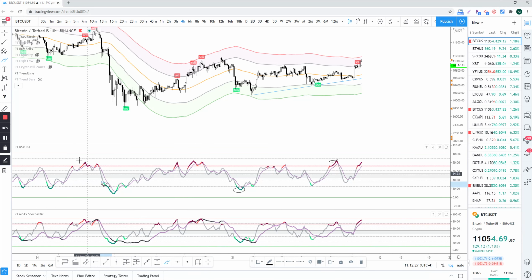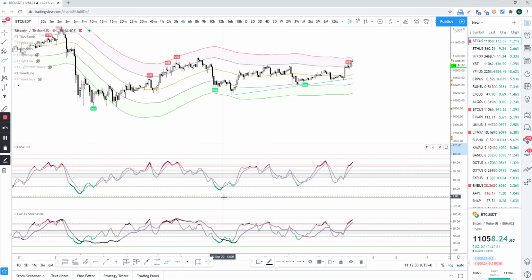So the way we use the RSX is strictly off crosses. You want to see a cross. You do not want to be shorting when you get a bull cross with an algo fire. You don't want to be longing when you get a bear cross with an algo fire, right? Same thing as here.